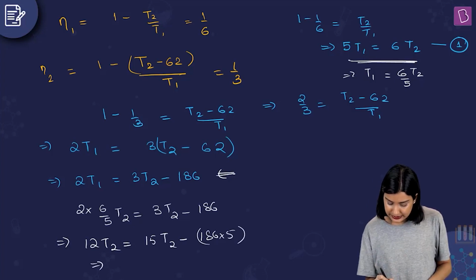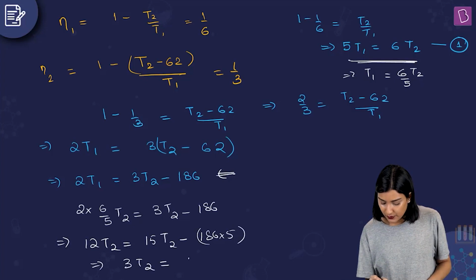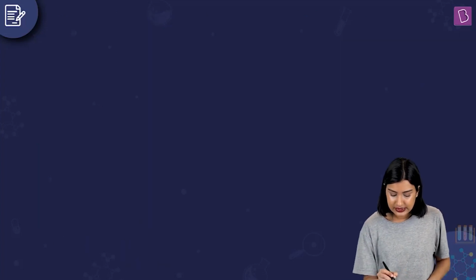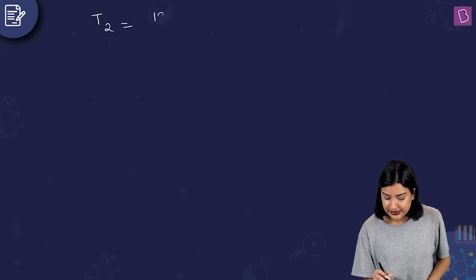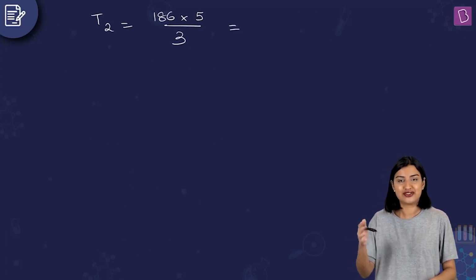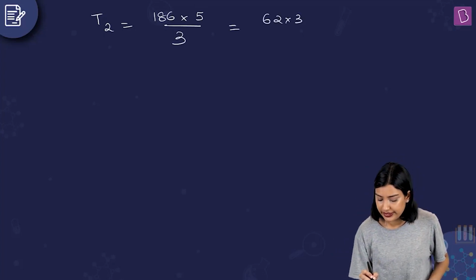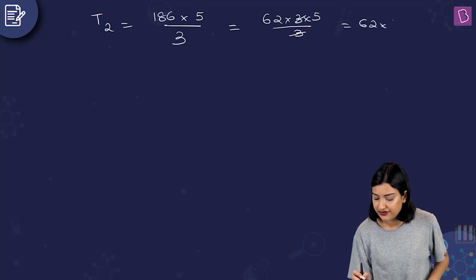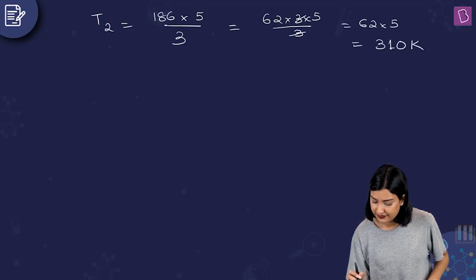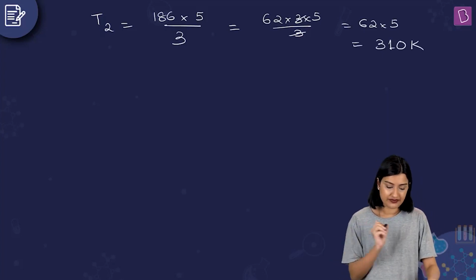So basically you get 3T2 is equal to 186 into 5, or you can write it as T2 is equal to 186 into 5 divided by 3. Now this 186 we just wrote as 62 into 3. So this will become 62 into 3 into 5 divided by 3. So you cancel that out. This is 62 into 5, which is nothing but 300 plus 10, 310 Kelvin. This is your T2.